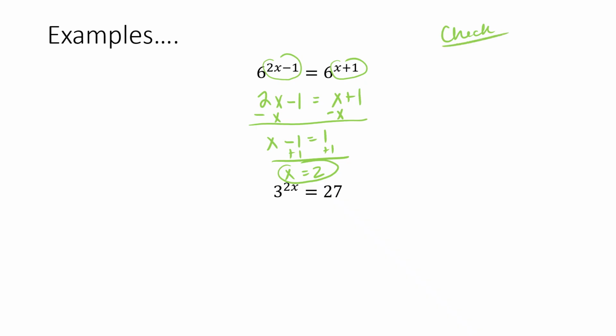Okay, so that is a check. So 6 to the 2 times 2 minus 1 equals 6 to the 2 plus 1. 2 times 2 is 4. 2 plus 1 is 3, and 4 minus 1 is 3. And we can see that those would be equal. Looking at the next one.